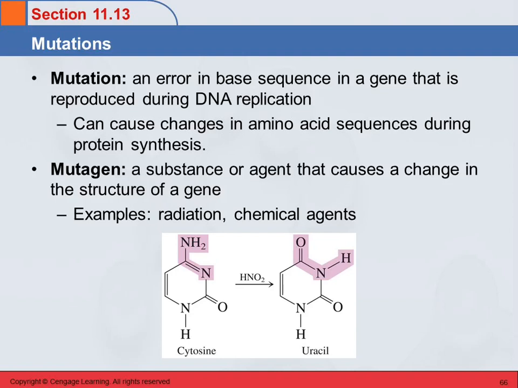So this can cause changes in amino acid sequences during protein synthesis. If you get a base sequence change in the DNA, it can cause a problem in the protein that's made from that part of the DNA. Some of the mutations that occur are, what do they call them? I want to say benign, but I don't think that's the word. There are mutations that don't end up causing any problems because it just doesn't end up mattering.